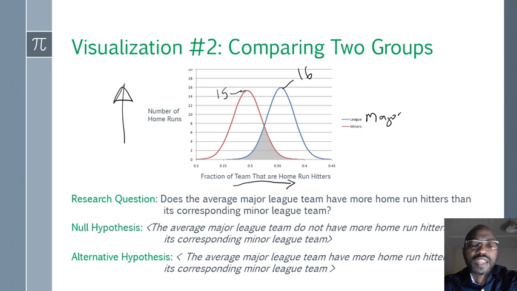And we have done that here by writing this null hypothesis, stating that the average major league team does not have more home run hitters than its corresponding minor league team. The alternative hypothesis to that is that the average major league team has more home run hitters than its corresponding minor league team. Looking at the diagram, you'll see that the alternative hypothesis is correct.